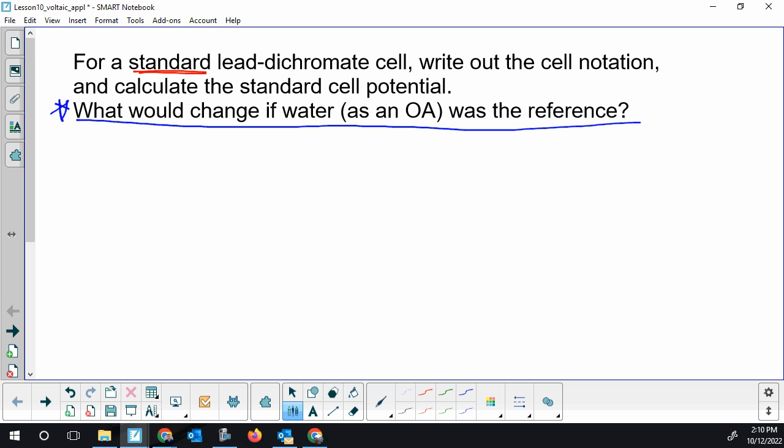So we're asked to write out the cell notation. So I'm going to get out the layout. You have to start with the anode first and the cathode second. So I'm going to flip back to my cell notation. Anything standard voltaic, our table is our guide. We're not going to use oxidation states. We're not going to write all the ions out.